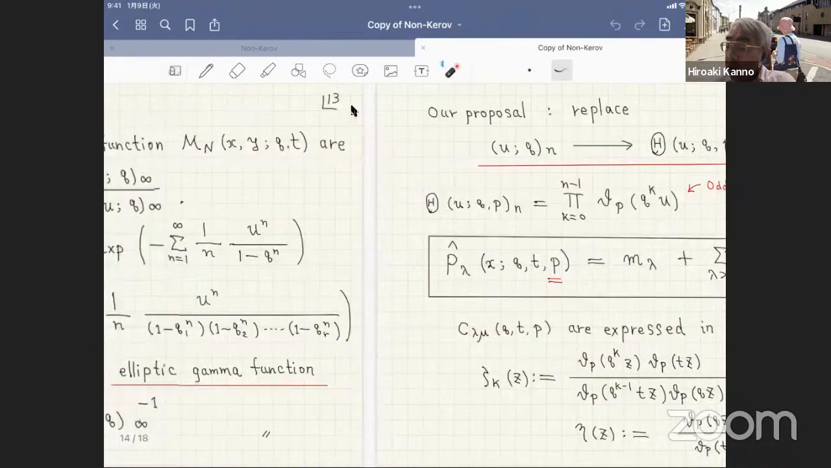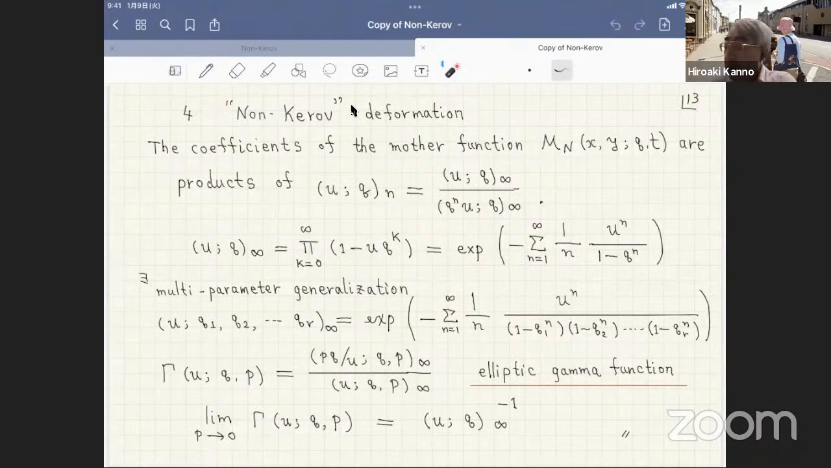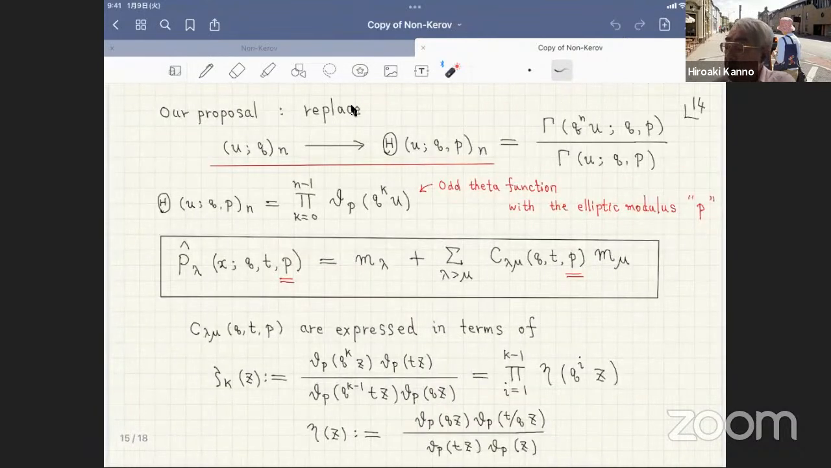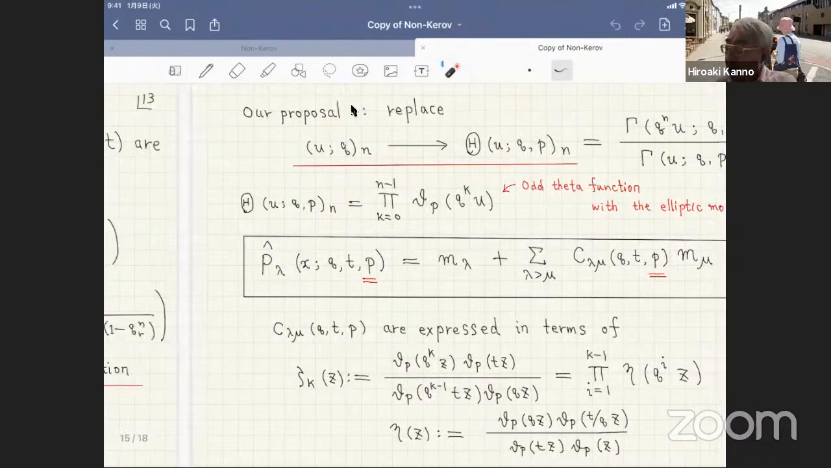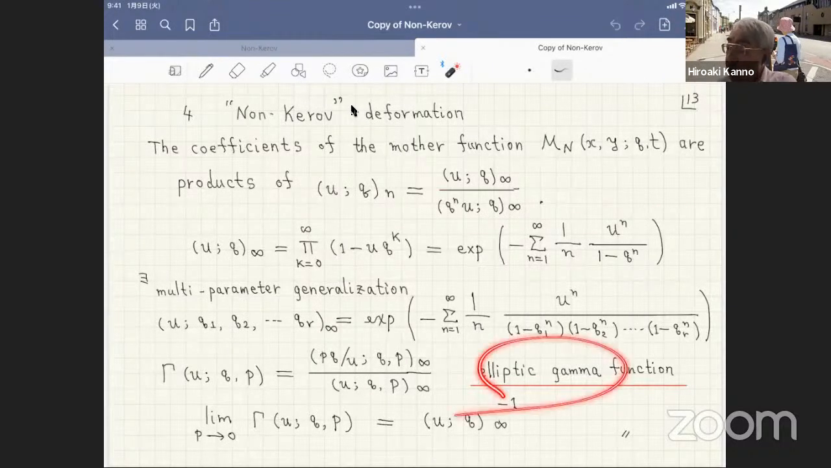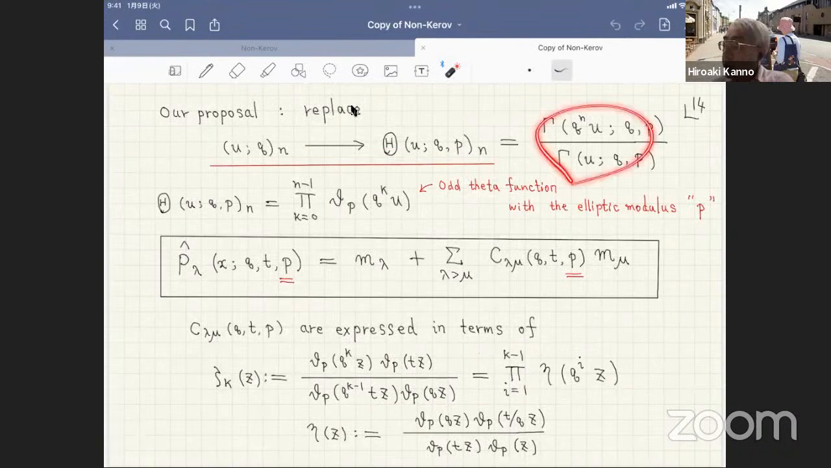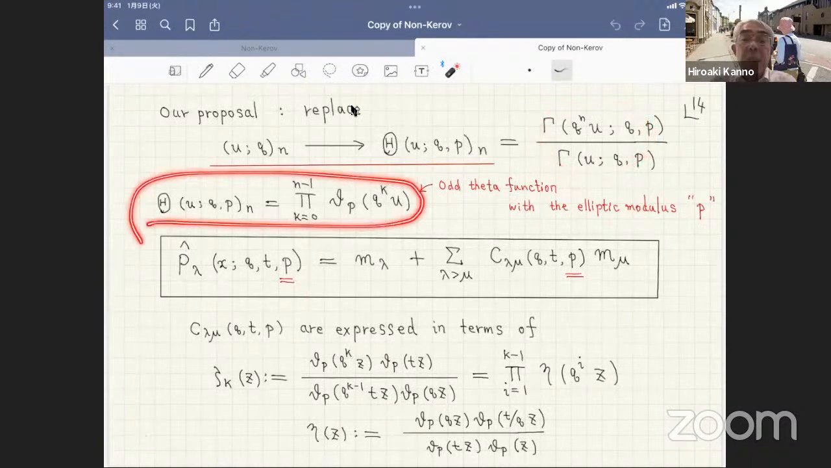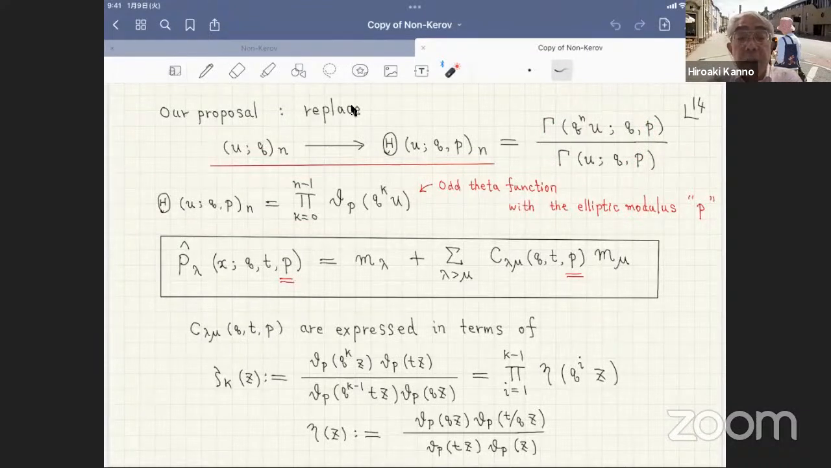So our proposal of non-Kerloch deformation of Nomi-Shirai's mother function is to replace just this. This appears in the coefficient of mother function. Then we just replace this part to the ratio of elliptic gamma function. And actually, by using the relation of elliptic gamma function and elliptic theta function, the ratio is expanded in this way. So this is a product of elliptic theta function. More precisely speaking, this is a kind of elliptic theta function which is called odd. And additional parameter P has a meaning of elliptic modulus.